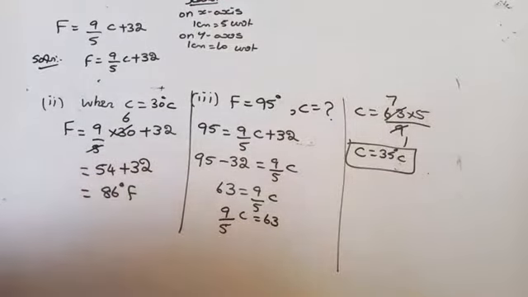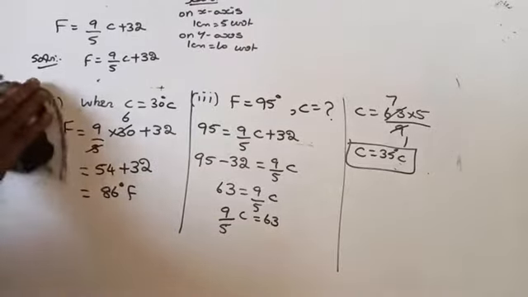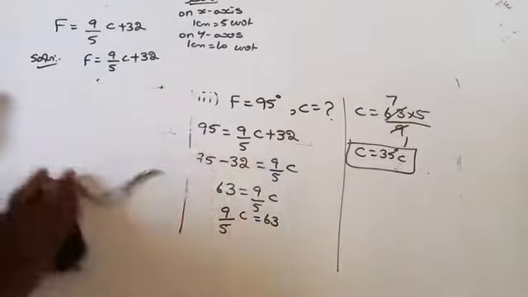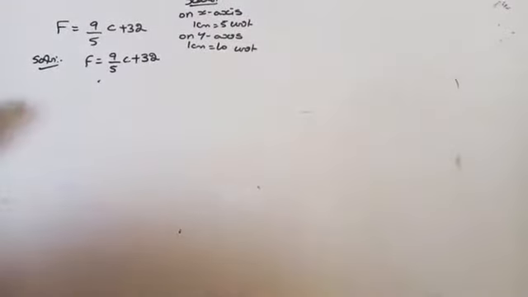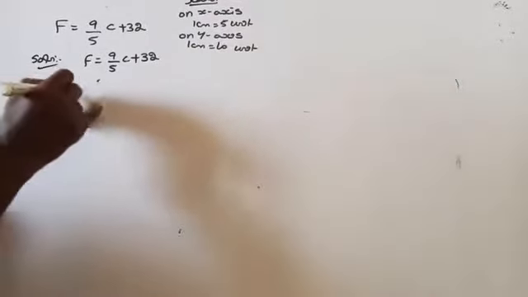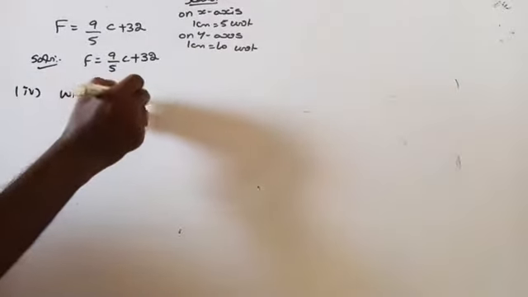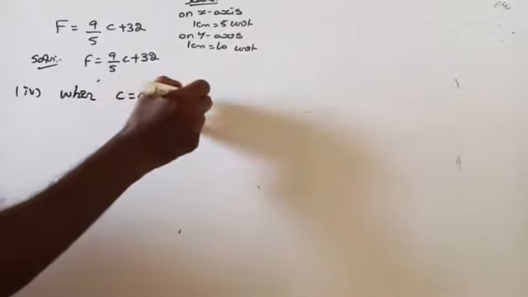Then the fourth subdivision: when temperature is 0 degree Celsius, what is the Fahrenheit? And when Fahrenheit is 0 degree, what will be the temperature in Celsius? Fourth part, when C equal to 0, what is the value of F?